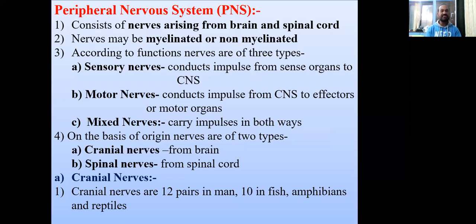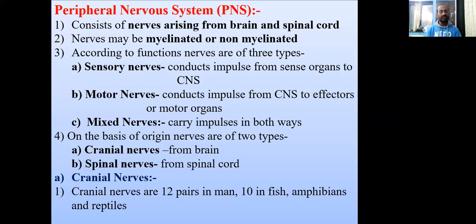So, the peripheral nervous system compulsorily consists of two components. From the brain, it is the cranial nerve, and from the spinal cord, they are the spinal nerves. So, it consists of nerves that are arising from brain and spinal cord. Now, these nerves, which are starting from the brain and spinal cord and going into the periphery of the body, may be covered, insulated, myelinated, or they may be open without insulation. That is called non-myelinated.